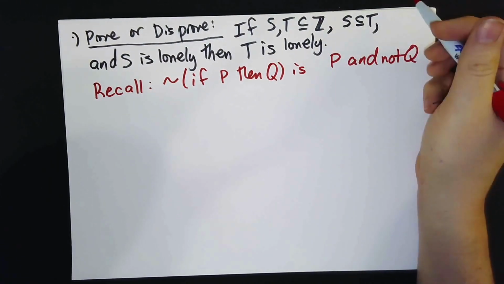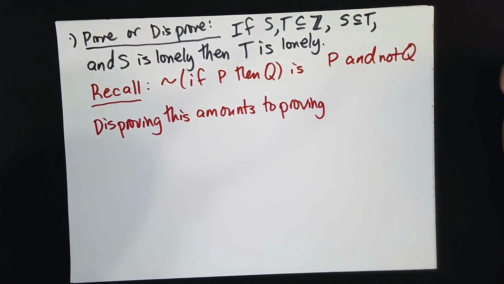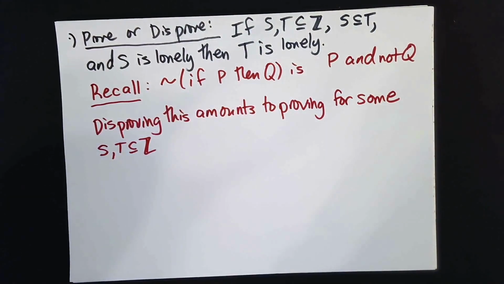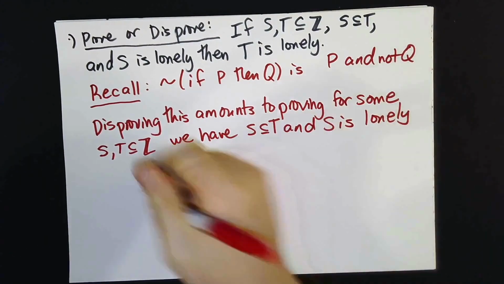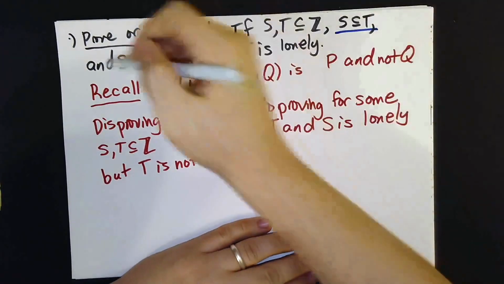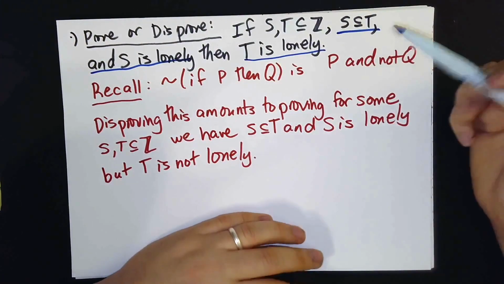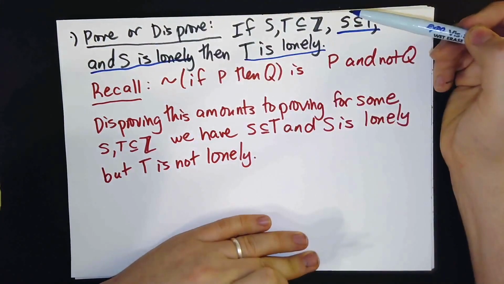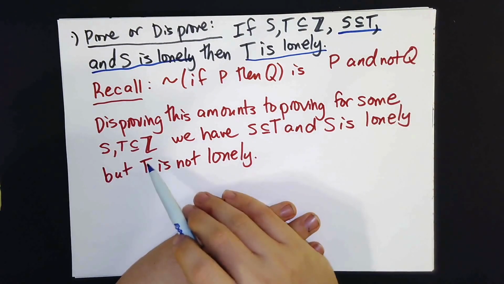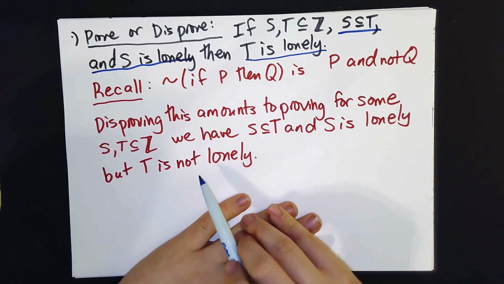So in this case, if I want to disprove this, what does that amount to doing? That amounts to proving that for some S and T, we have all the if stuff. So again, what did I do here? I chunked this into S is a subset of T and S is lonely. That's the if part. T is lonely. That's the then part. And so the negation of this if-then statement is going to amount to finding some S and T that are subsets of Z, where S is a subset of T, and S is lonely, but T is not.